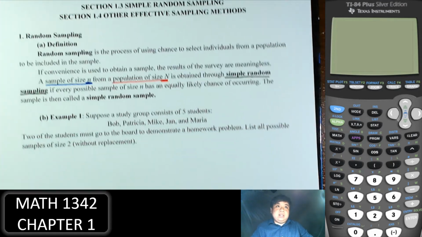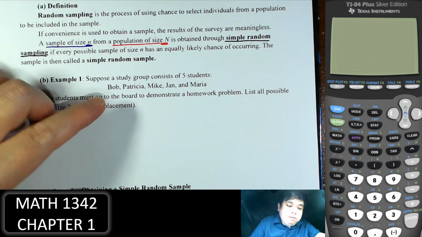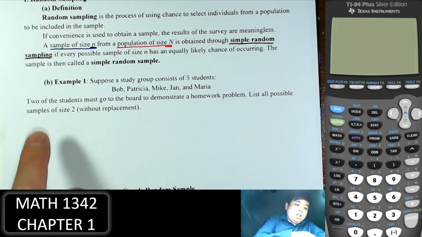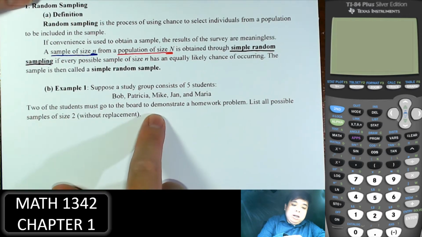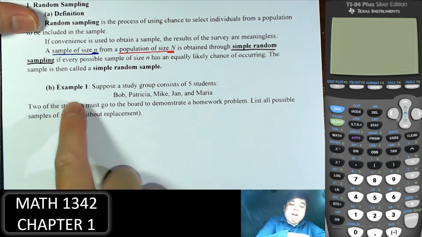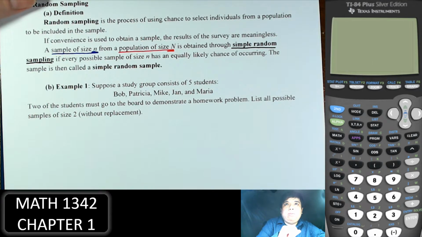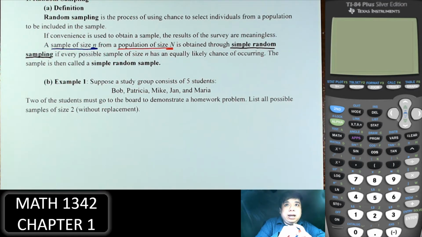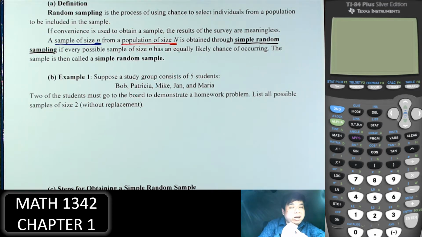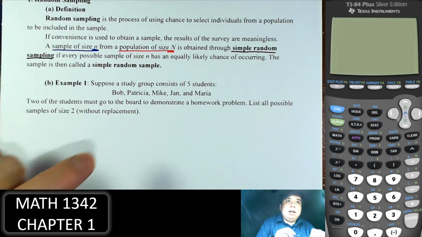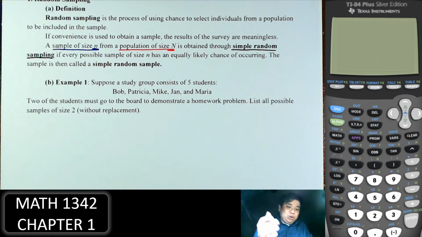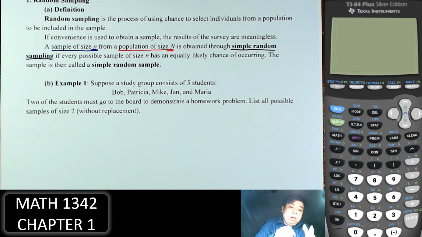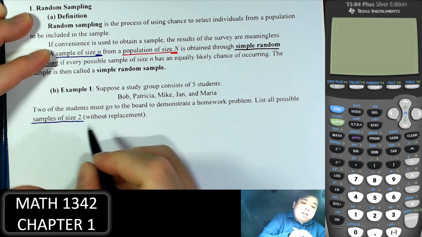Here is an example. Let's say we study a group consisting of 5 students. For a sample, 2 of the students must go to the board to demonstrate a homework problem. So we're going to choose 2 of them out of the population of 5. List all the possible samples of size 2 without replacement. We cannot choose one person to go to the board twice, so we have to choose different people. The sample is of size 2 versus the population of 5.